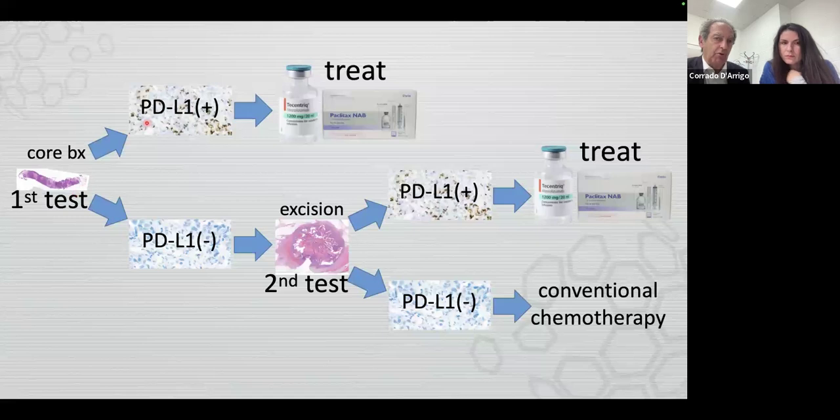So a positive core biopsy for us triggers an action or treatment. But if the core biopsy is negative, we go to the excision and retest, and in a proportion of cases, the excision is positive. So we can give the drug to the patients. It's worth thinking about. We like to test core biopsies because they are better preserved, better pre-analytic. Also, they are a small amount of tissue, so counting is easier.